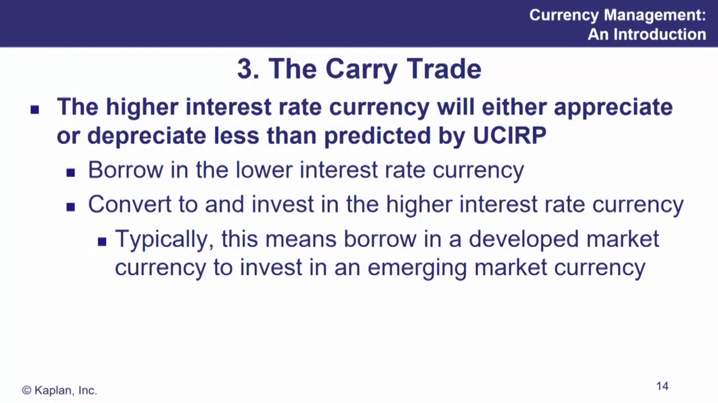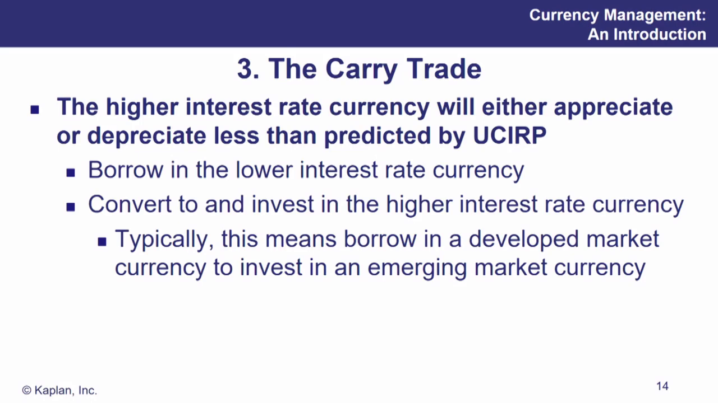Okay, now number 3, the carry trade. This is a good one. The higher interest rate currency will either appreciate or depreciate less than predicted by uncovered interest rate parity. That's what UCIRP stands for. So we expect the higher interest rate currency to appreciate or depreciate less than expected.